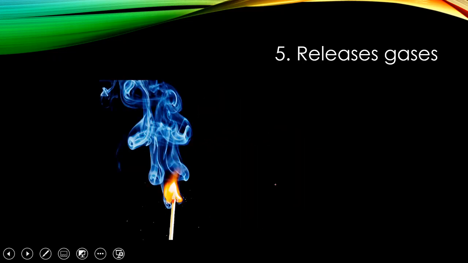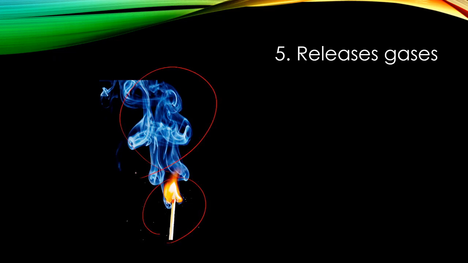Number 5 is if your chemical change is going to release gases. So again, looking at the burnt match, anytime you burn a match, you create a whole bunch of smoke. The smoke coming off of that fire is an example of a gas that's being created from the chemical change, and that tells you that you have a chemical change happening.